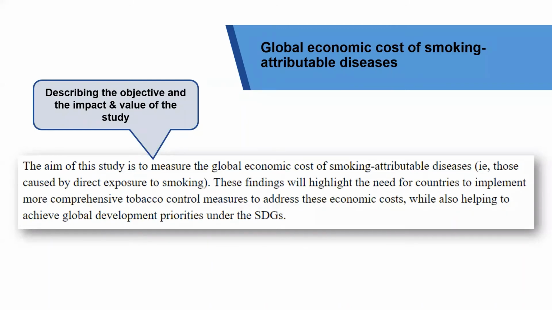The aim of the study is to measure the global economic cost of smoking-attributable or smoking-related diseases. These findings will highlight the need for countries to implement more comprehensive tobacco control measures to address these economic costs, and will also help achieve global development priorities under the SDGs. So they describe the objective, and they mention the value and the impact this objective will have on the governmental level and the global level.